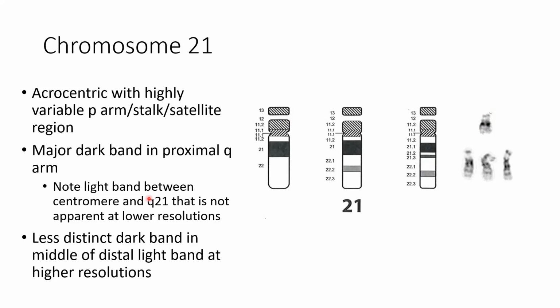But also note that there is a light band between the centromere and Q21 that can be seen on some of the higher resolution chromosomes, like right there. You won't see that all the time. So mainly what you need to look for is that 21 has a dark band that's very close to the centromere, and then the rest of the chromosome is a lightly stained region.